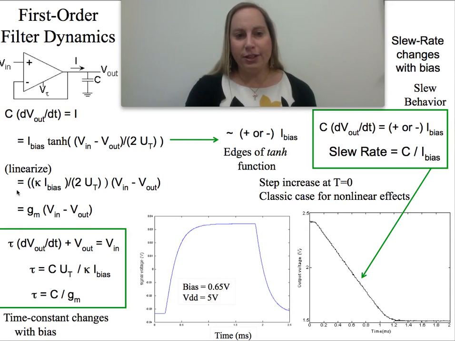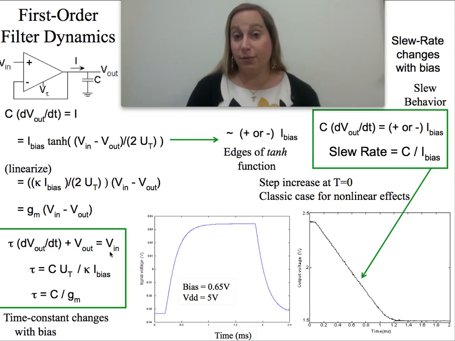If I look at this, it gives me a nice linearized approach. I can now put this back into the differential equation, and what I find is a differential equation of a very canonical form: I get a tau times the derivative plus the output equals the input.